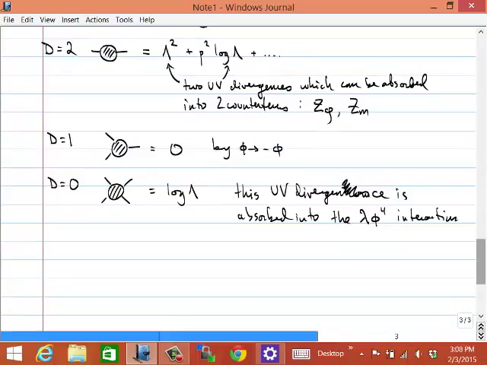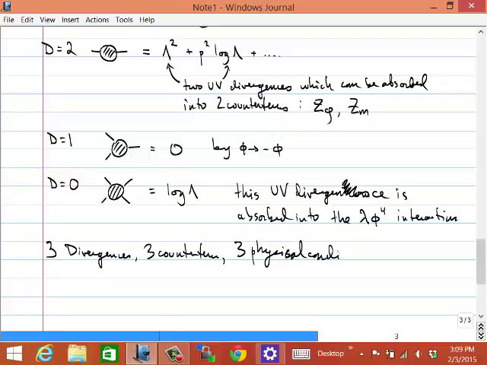So at the end of the day, you have 3 divergences, 3 counter terms, and 3 physical conditions that you need to impose. The 3 divergences come from the propagator and the 4-point function. The 3 counter terms are the wave function renormalization, the mass renormalization, and the coupling constant renormalization.